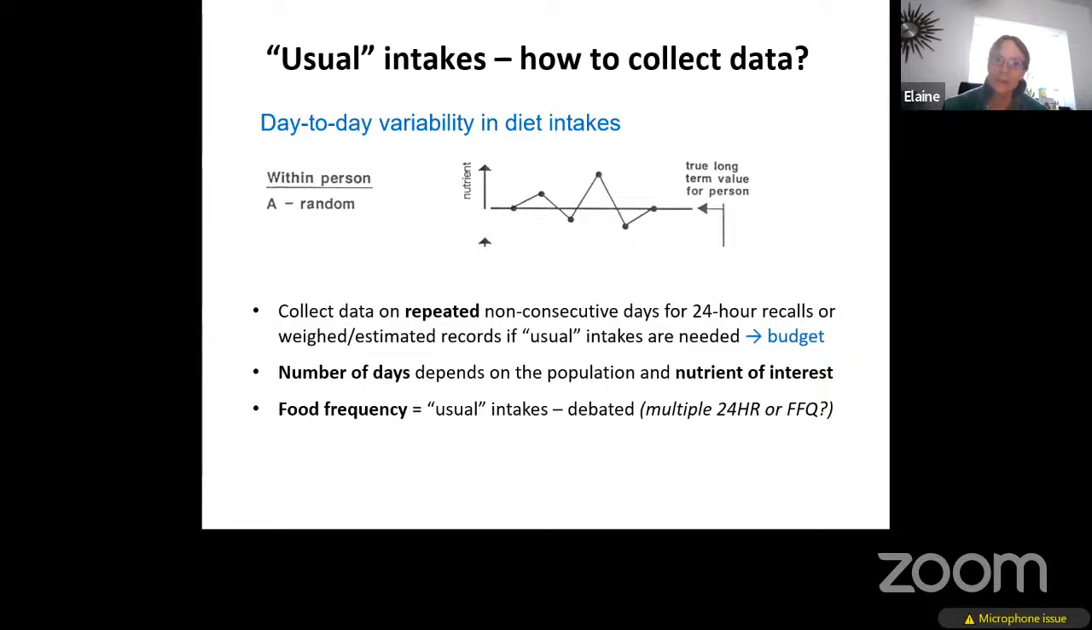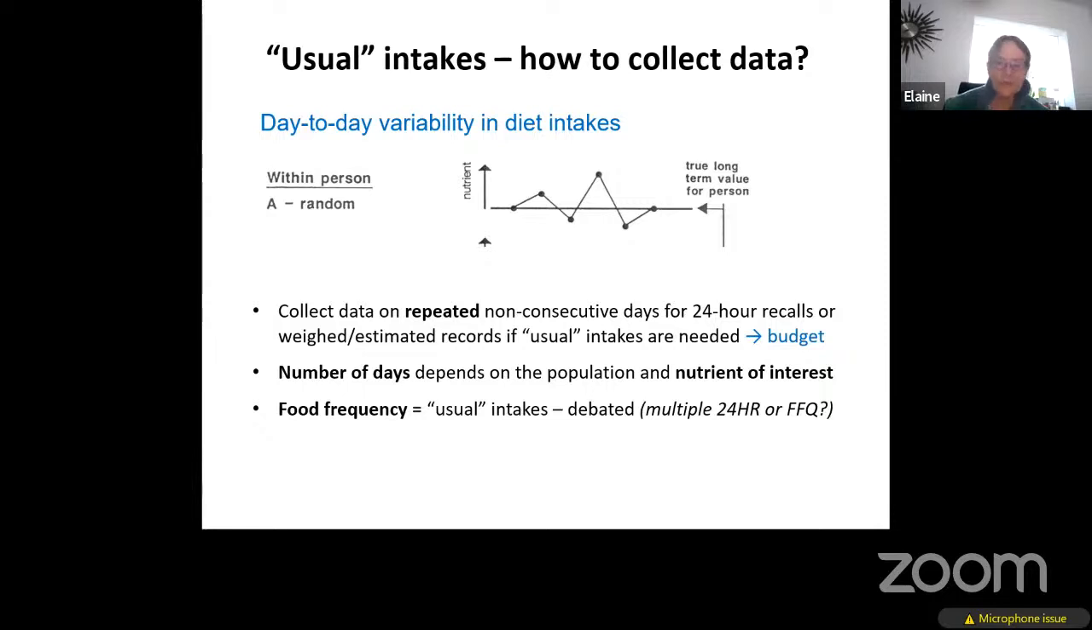But of course, that has huge implications for the budget and the time resources for collecting the data, especially because the number of days depends on the population and the nutrient. As I say, something like vitamin A or calcium that's highly variable could require a month of data in order to get usual intakes. Whereas for something like energy, usually 7 days are fine because it's more balanced within the food system itself. So the number of days does depend on the nutrient.